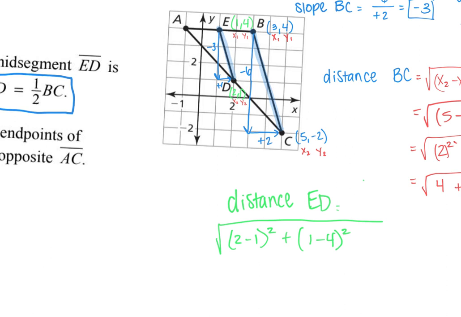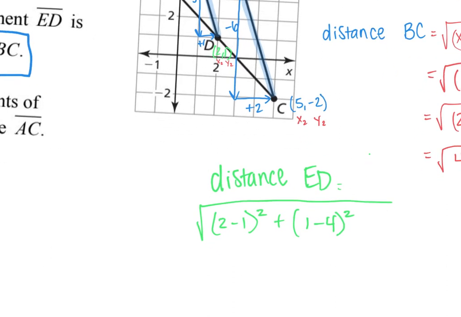Now, remember, let's just double check. When we're counting the distance for ED, from D to E, there's 1. So we should have 1 squared. And there's 3 units up. So we should have 3 squared somewhere in there. We should have 1 squared and we should have 3 squared. Okay? So let's check it out.